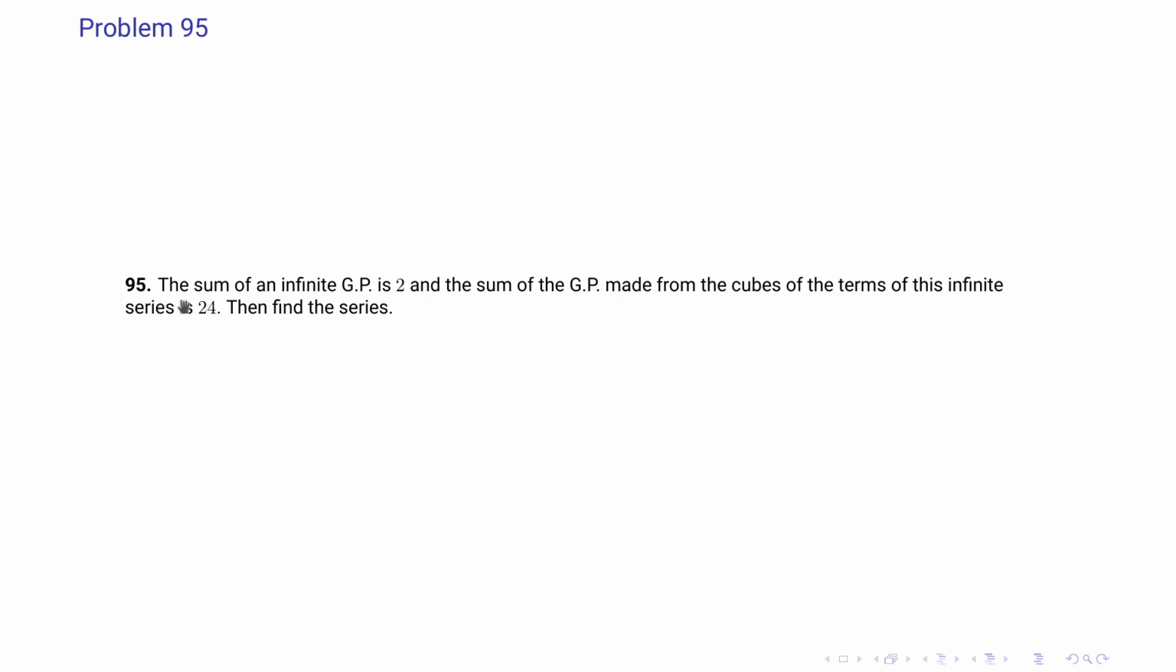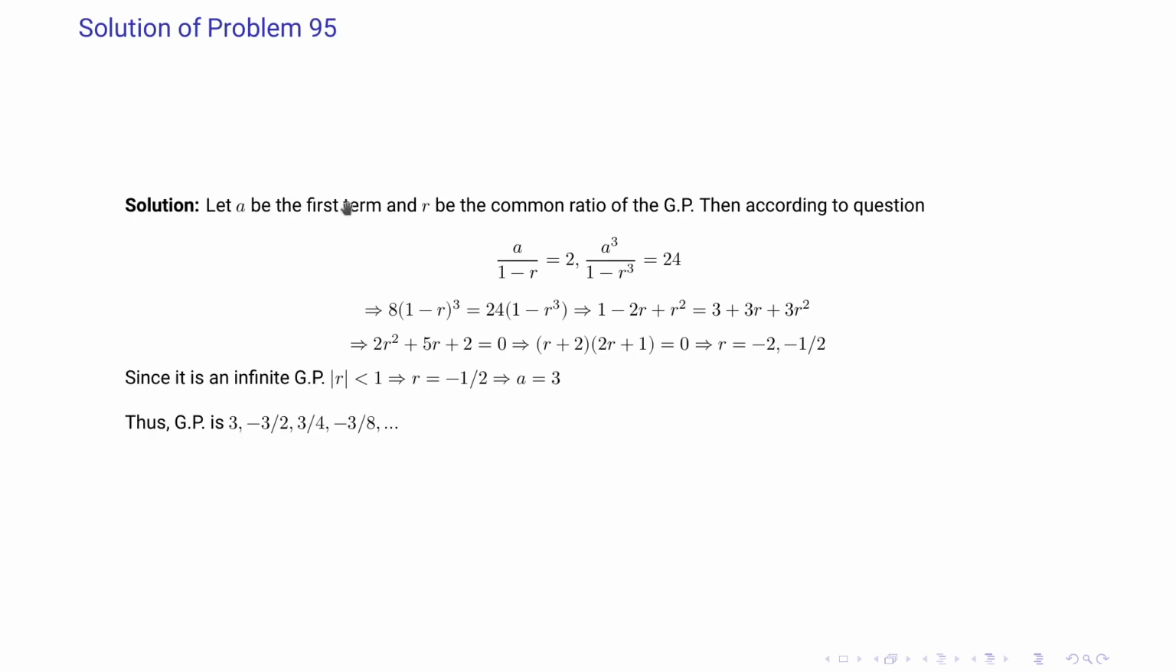Problem 95 says that the sum of an infinite GP is 2. The sum of the GP made from the cubes of the terms of this infinite series is 24. Then find the series. So we let A be the first term and R be the common ratio. As always, we get A by 1 minus R is equal to 2. And the sum of cubes of terms would be A cube by 1 minus R cube is equal to 24.